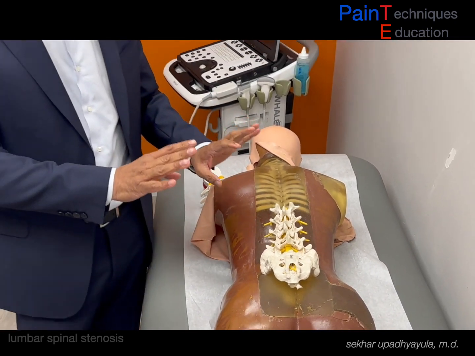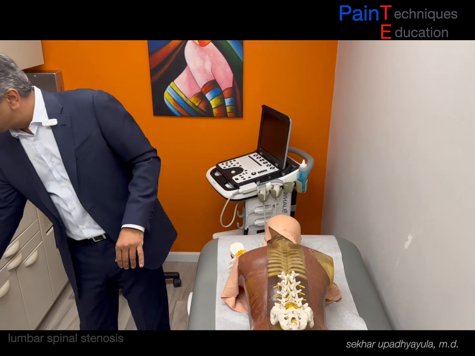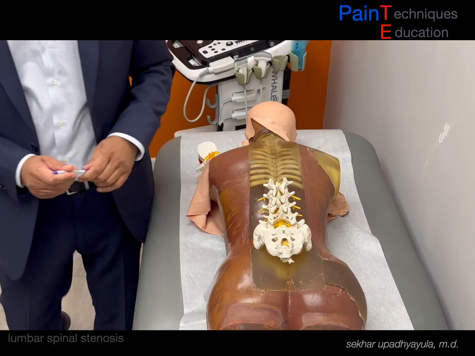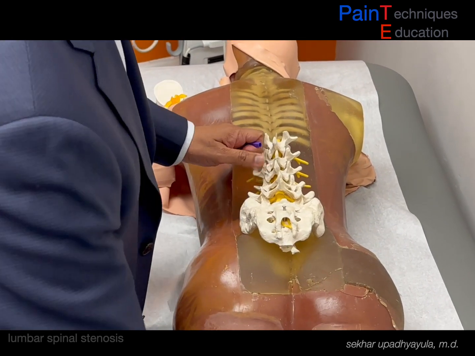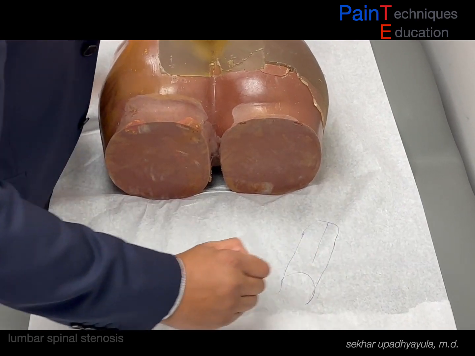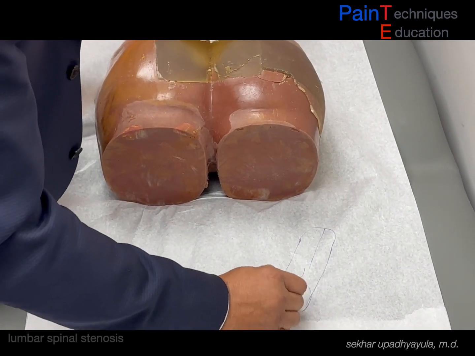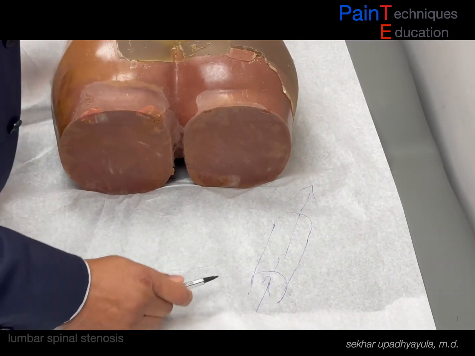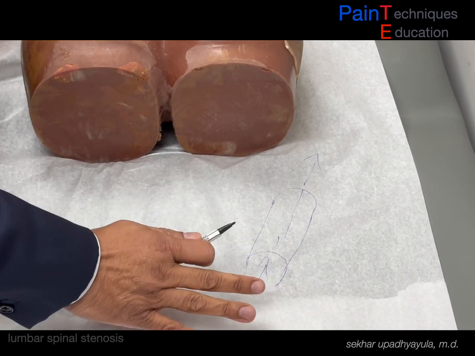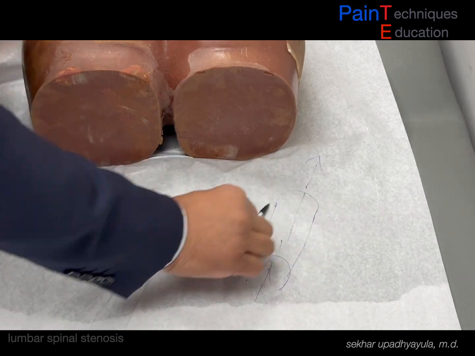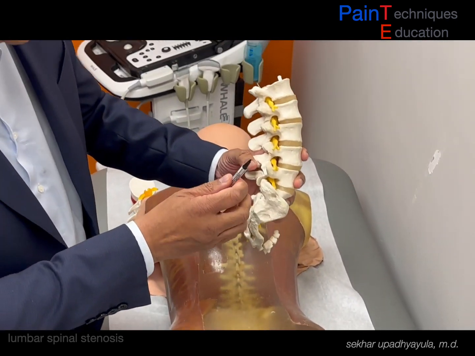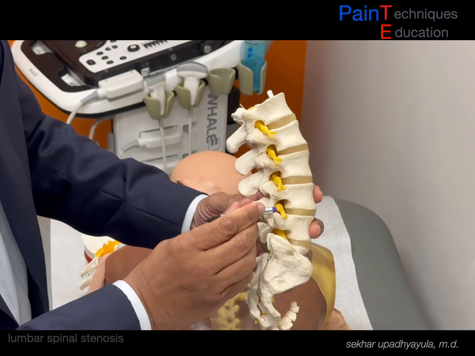So lumbar spinal stenosis, we have to think about it really as a tunnel. As with any tunnel, here's the Lincoln Tunnel, since we're in New York, and cars are driving in here and they're coming out here. Imagine, instead of cars, we have nerves. So the nerve is traveling in the tunnel. Well, where is this tunnel here? The tunnel is right here. You can have a look. That's where the tunnel is.